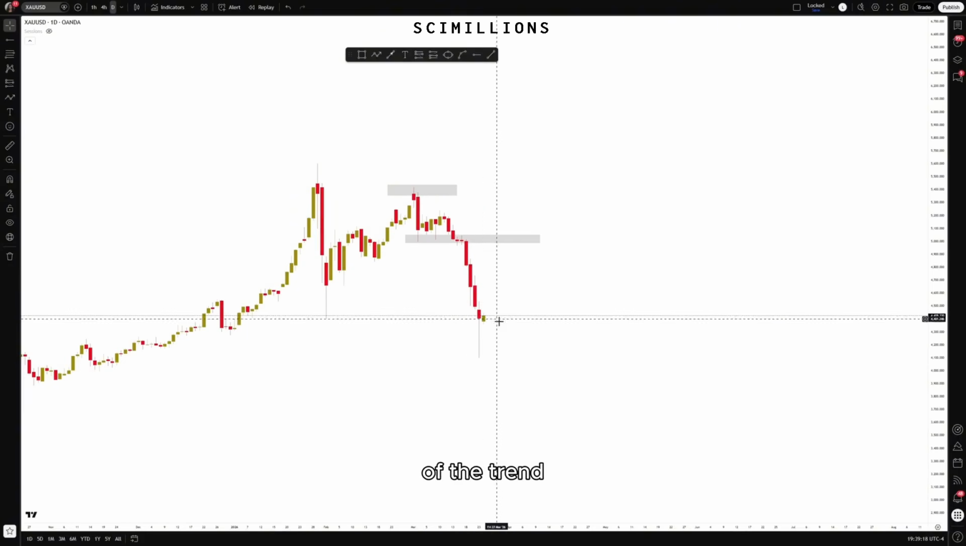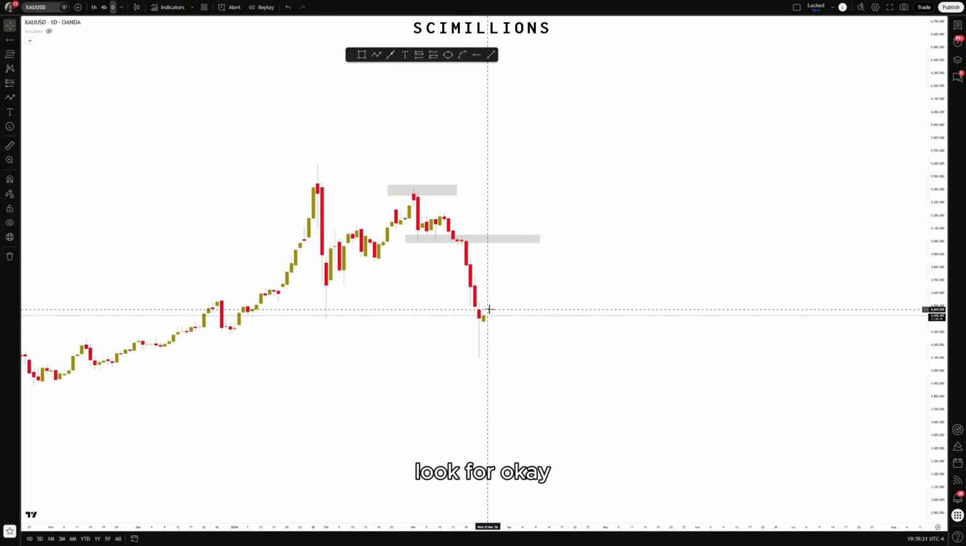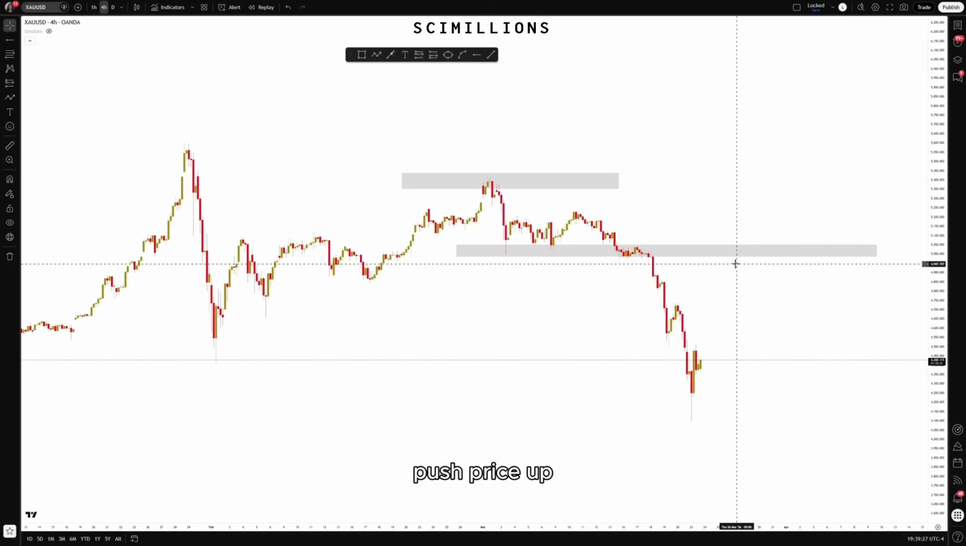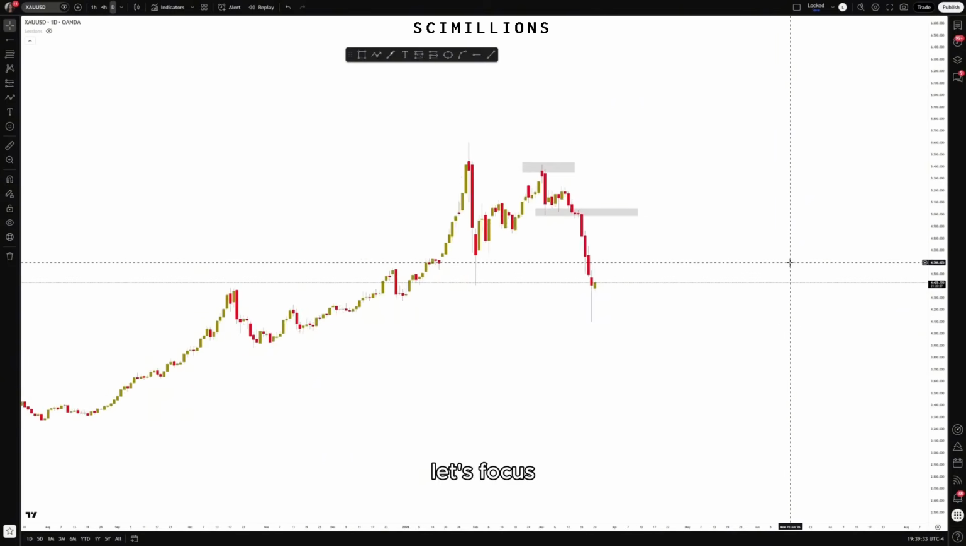So now that we know what part of the trend we're on, we know exactly what to look for. The next couple of days, we should see some green days come in, or something green come in to push price up, and we're looking for that. So when it does happen, we're on our P's and Q's. Okay, price made that correction today. Boom, let's focus.